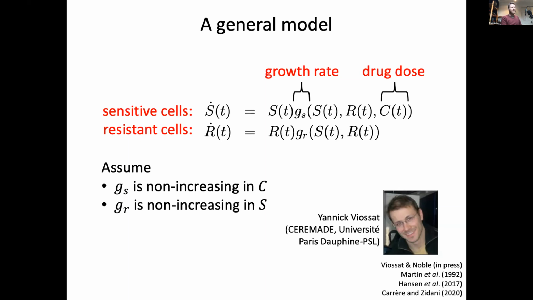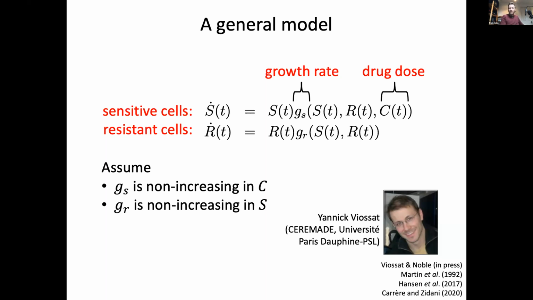We assume that the resistant cell growth rate only depends on the subpopulation sizes. So in other words, these resistant cells are fully resistant to treatment. This is a simplifying assumption. The sensitive cells are sensitive to the drug, the resistant cells are entirely resistant. And we make two assumptions about these functions, G_S and G_R. Firstly, we assume that G_S is non-increasing in C. In other words, the treatment cannot benefit the sensitive cells.